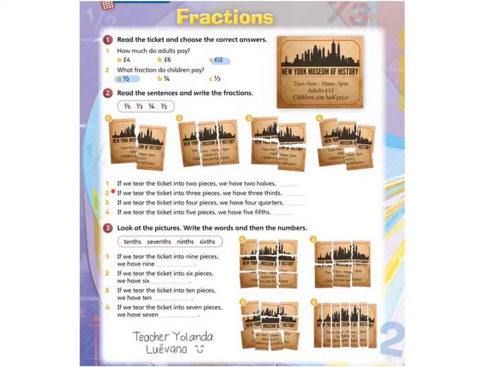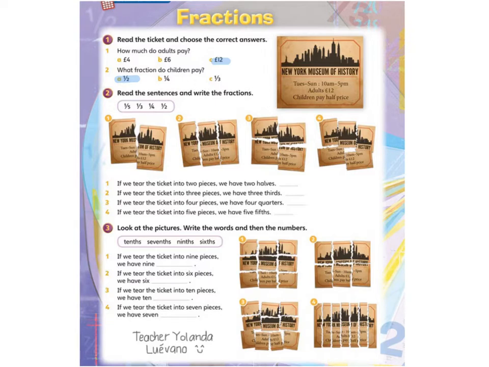So, if we tear the ticket into 2 pieces, we have 2 halves. If we tear the ticket into 3 pieces, we have 3/3. If we tear the ticket into 4 pieces, we have 4/4. If we tear the ticket into 5 pieces, we have 5/5. So, which are the correct answers here?